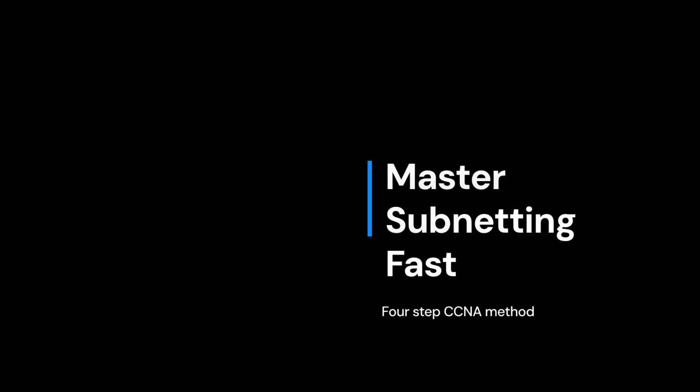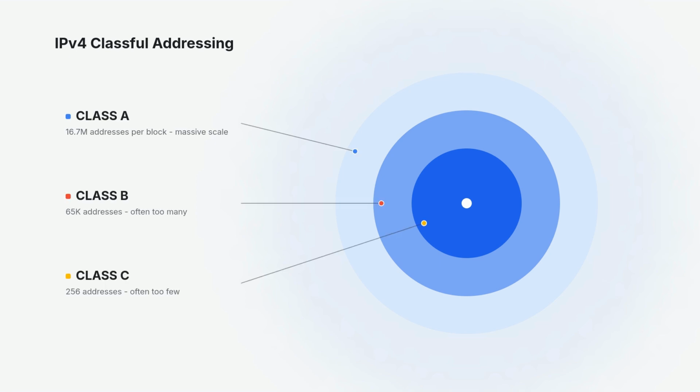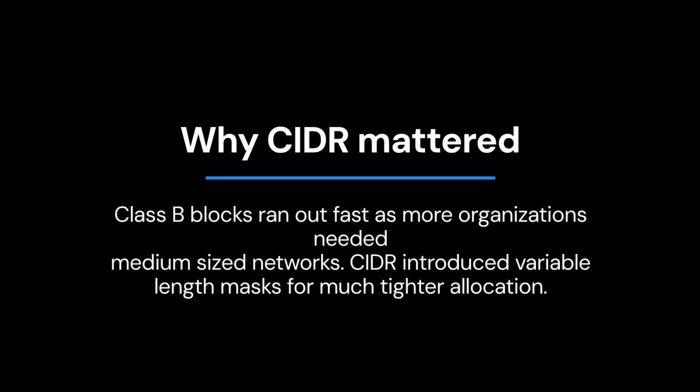Early IPv4 addressing used fixed classes. That made networks easy to label, but it also wasted huge blocks of addresses when an organization needed something between the size of a Class C and a Class B. As more organizations needed medium-sized networks, Class B space disappeared quickly. CIDR fixed that by allowing variable length masks, so networks could be sized much more precisely.